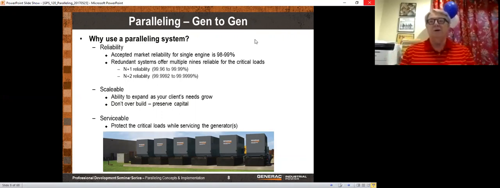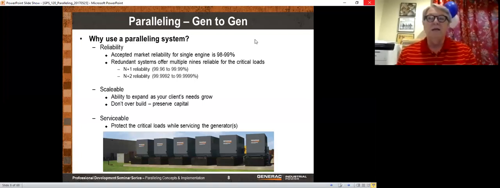Generac says generators are about 98 to 99%. That may be a little optimistic, quite frankly. And that comes from a government study showing that their generators were 98.2%. So let's assume that it's 98%. That means one time out of every 50, that generator is not going to start. Now, in reality, I believe that reliability is probably a little bit less than that.